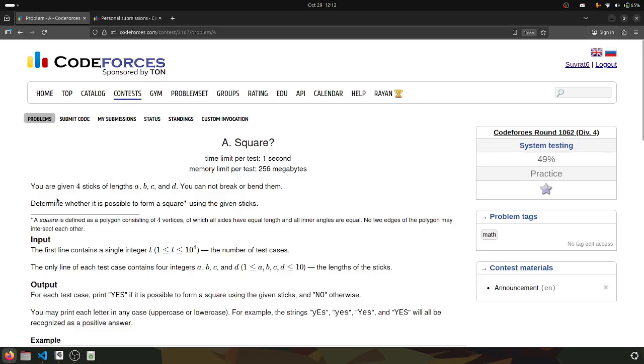So let's start with the discussion. Problem A. You are given 4 sticks of length A, B, C and D. You cannot break or bend them. Determine whether it is possible to form a square using the given sticks.